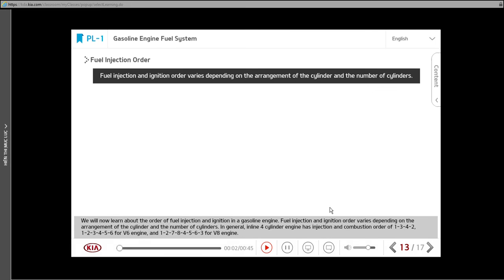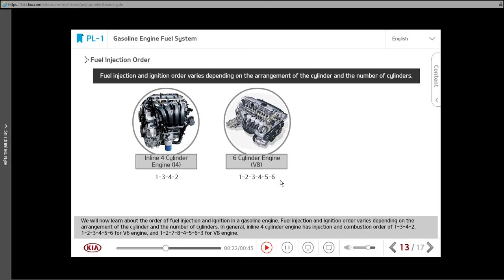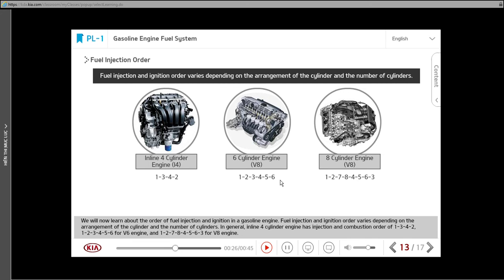We will now learn about the order of fuel injection and ignition in a gasoline engine. Fuel injection and ignition order varies depending on the arrangement of the cylinder and the number of cylinders. In general, inline 4-cylinder engine has injection and combustion order of 1 3 4 2, 1 2 3 4 5 6 for V6 engine, and 1 2 7 8 4 5 6 3 for V8 engine.